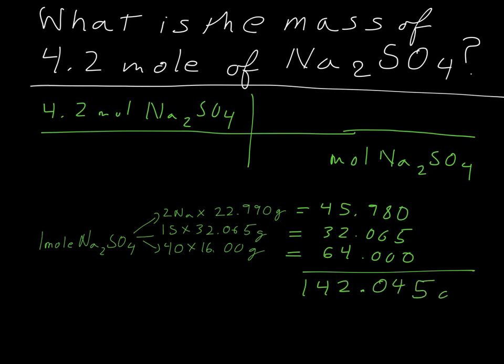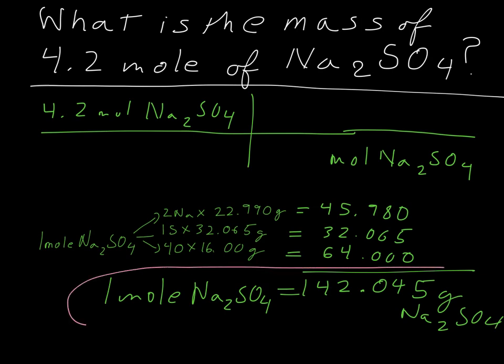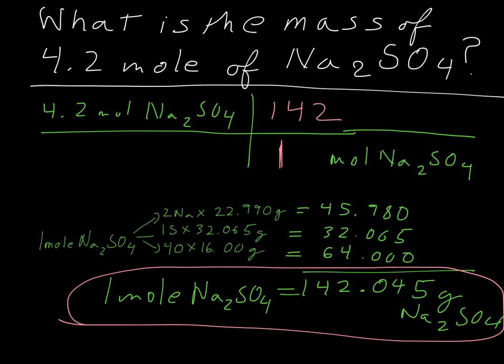There we go. So 1 mole of sodium sulfate is equivalent to 142.045 grams of sodium sulfate. So now I have a conversion factor between mass and moles. I know that 1 mole of sodium sulfate is equivalent to 142.045 grams of sodium sulfate. Chemistry is easy. Life is hard, yes?